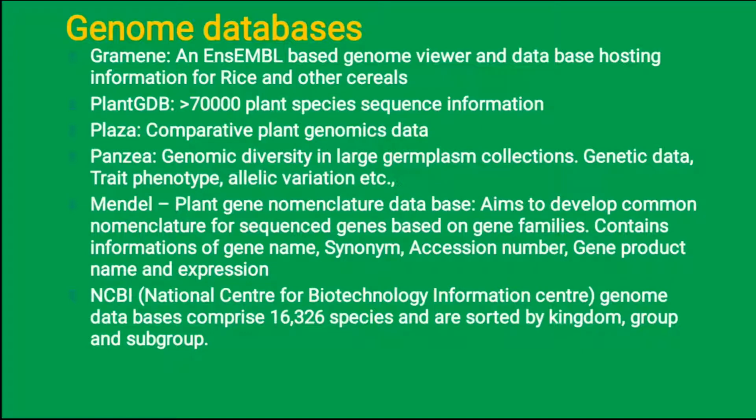Another database is called Mendel. It contains plant gene nomenclature databases, and it aims to develop a common nomenclature for sequenced genes based on gene families. It contains information on the gene name, synonyms, accession number, gene product, and expression mode. NCBI, the National Center for Biotechnology Information, is another database. It contains genome databases comprised of 16,326 species, sorted by kingdom, group, and subgroup levels.